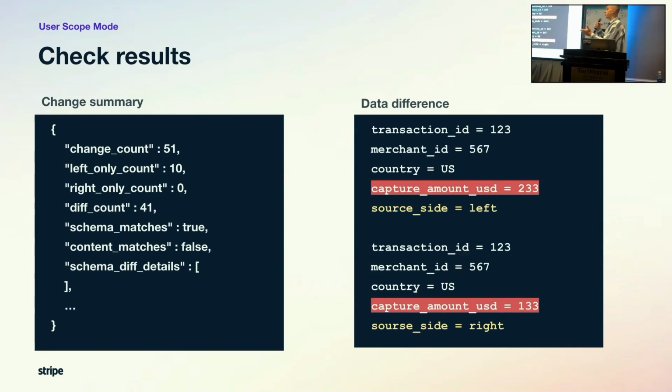So at the end, the user will see a short summary of the changes overall comparing the two data sets: change count, diff count, whether the schema is matching or was changed, and in case there are some changes in the data, users are able to take a look at those changes. For instance, in the example on the right, you see that the capture amount was changed by 100, which is really important and might lead to important changes in the logic that shouldn't actually go to production.